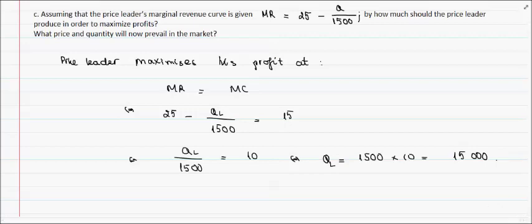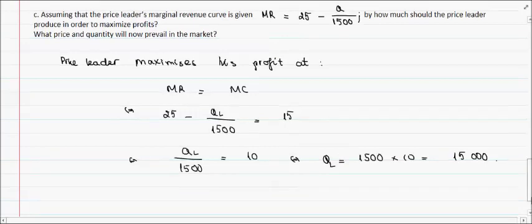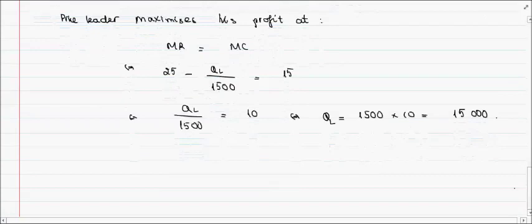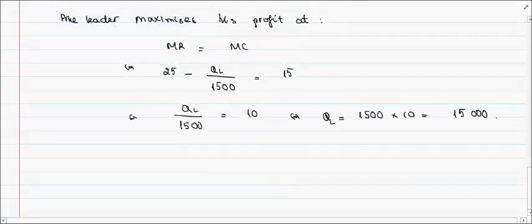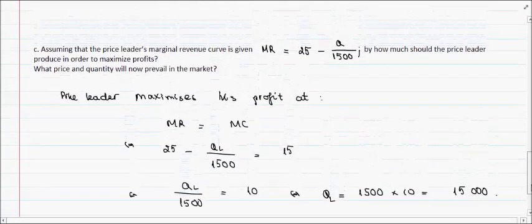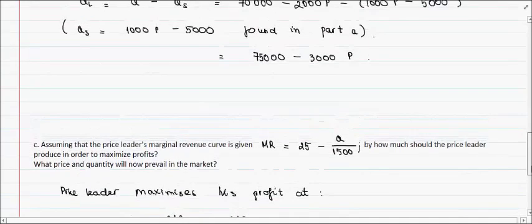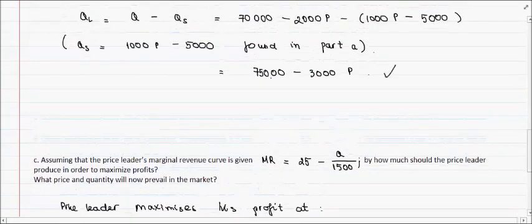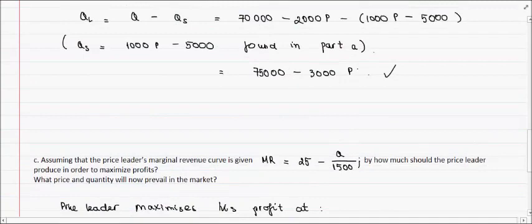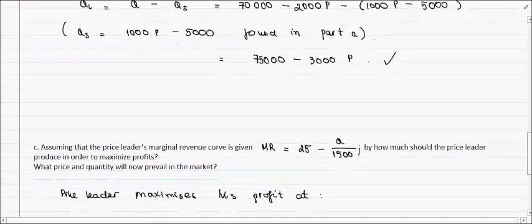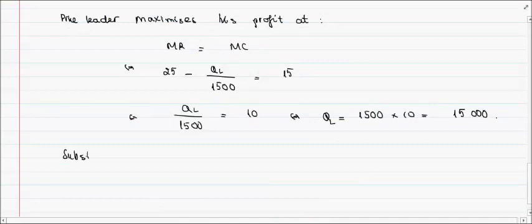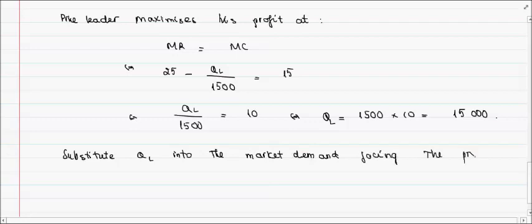All right, so what is going to be the price and the quantity in the market? We got the quantity supplied by the price leader. If we substitute it back into the demand facing the price leader, we will be able to find the price in the market. So I'll substitute QL into the market demand facing the price leader, found in part B.